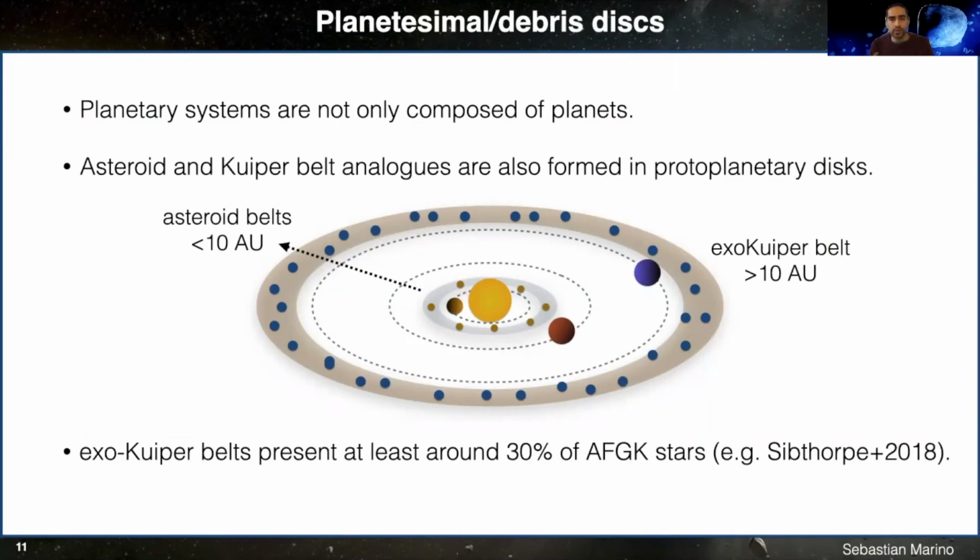Okay, so just to summarize these concepts, we know that planetary systems are not only composed of planets. There are also asteroid or Kuiper belt analogs that are formed also in protoplanetary disks. And this special component that we call exo-Kuiper belts, so Kuiper belt analog belts, at distances greater than 10 AU, are actually very common, and they are found around at least 30% of AFGK stars.